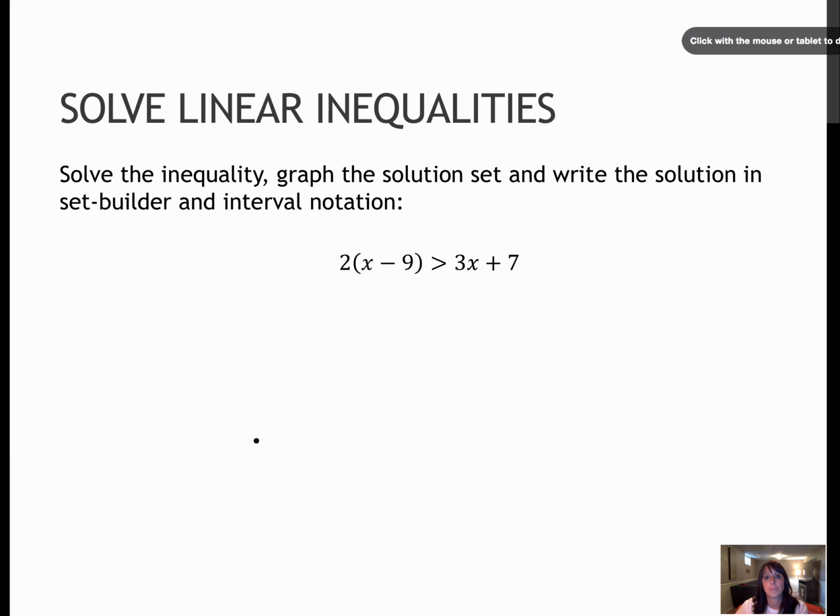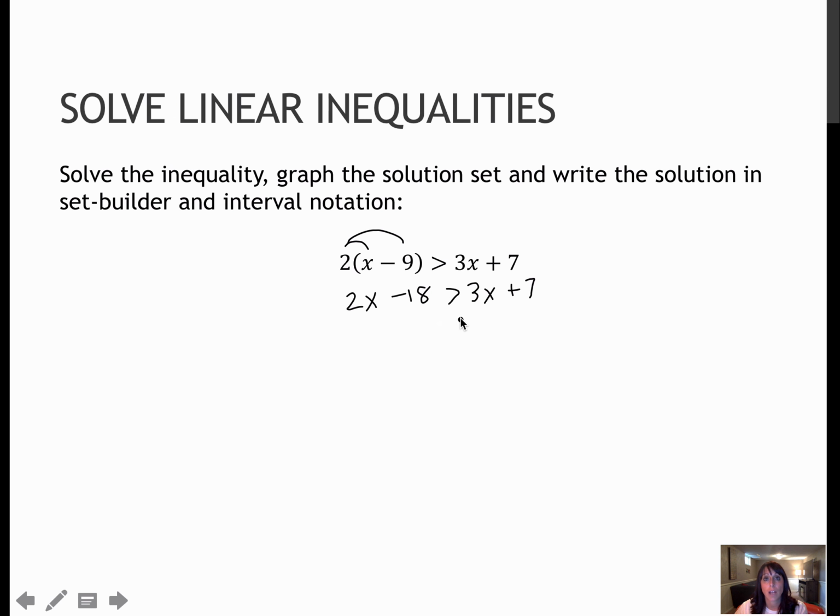Let's try another. Again, this one a little bit easier. I'm going to distribute the 2, so 2x minus 18 is greater than 3x plus 7. Let's go ahead and subtract 3x from each side, and then add 18 to each side. And then notice that I have a negative x, which means I have to divide by a negative 1. Dividing by a negative 1 does flip my inequality around. So x is less than 25.